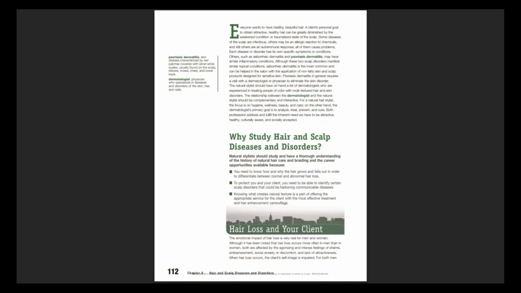Why study hair and scalp diseases and disorders? Natural stylists should study and have a thorough understanding of the history of natural hair care and braiding and the career opportunities available because you need to know how and why the hair grows and falls out in order to differentiate between normal and abnormal hair loss. To protect you and your client, you need to be able to identify certain scalp disorders that could be harboring communicable diseases. Knowing what creates natural texture is a part of offering the appropriate service for the client with the most effective treatment and hair enhancement camouflage.